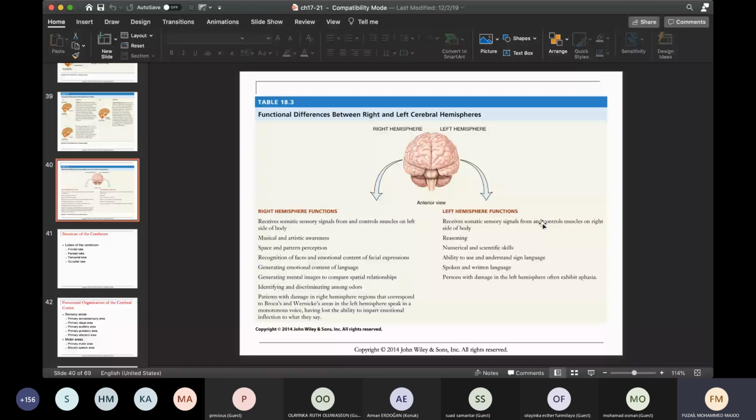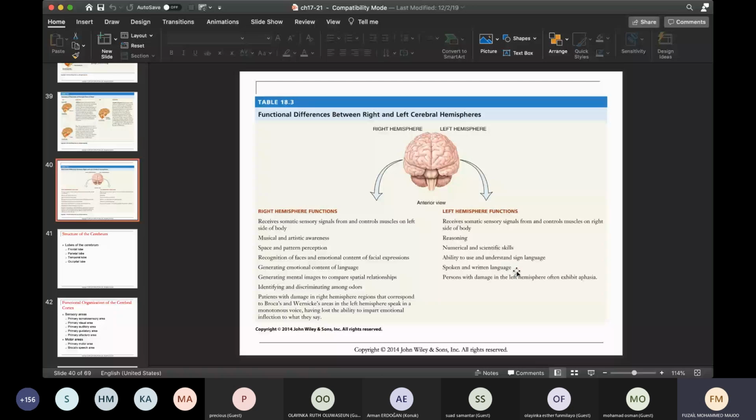Reasoning is done on the left hemisphere of the brain. Your artistic and musical awareness is on the right side. Pattern perception, space perception, that's on the right side. Recognizing faces, and what facial expressions mean, is also right side. If you're looking at sign language, that's left side, as well as science, math, that comes from the left side of the brain. Again, written language, as well as speech, the languages that you know, that's left side of the brain.